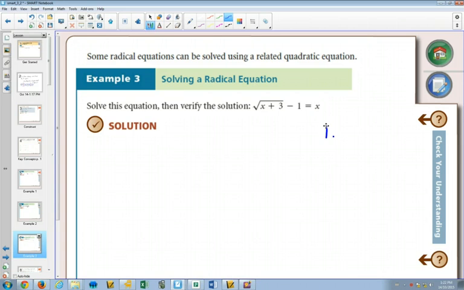And we said isolate. We said isolate the square root. Once we isolate the square root, what could we do? Close. First of all, then we have to get rid of that square root. We have to square both sides.